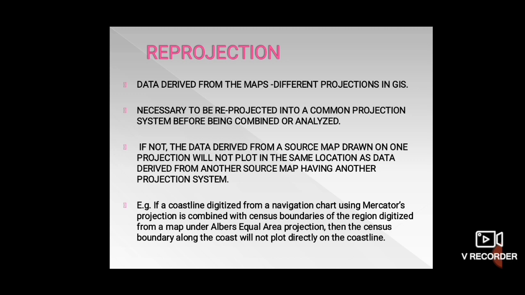Here, I will be citing an example. For example, consider the case of a coastline that is being digitized from a navigation chart, and you know that most of the navigation charts are prepared on the basis of Mercator's projection. And if that type of chart is combined with a census boundary of a region digitized from a map drawn under the Albers equal-area projection, then the census boundary along the coast will not plot directly on the coastline because both are from different projections.